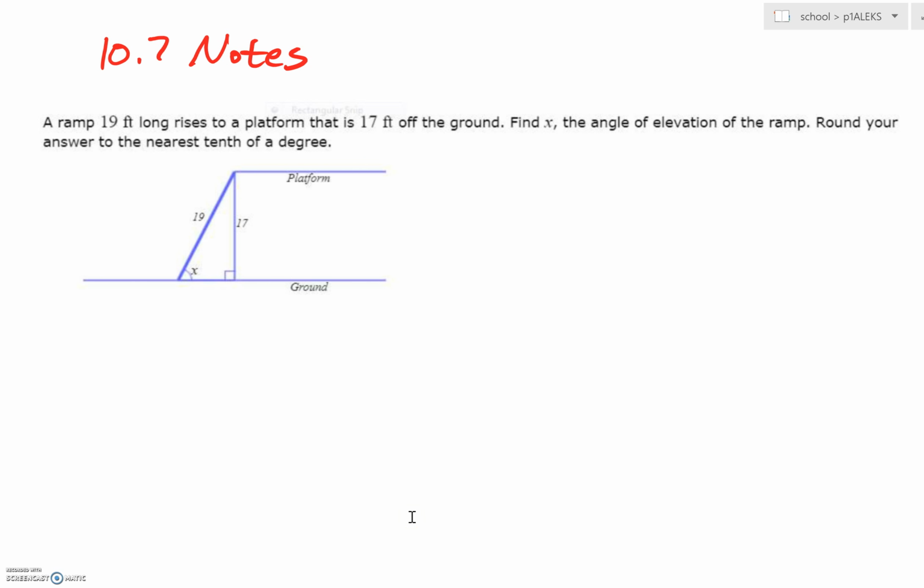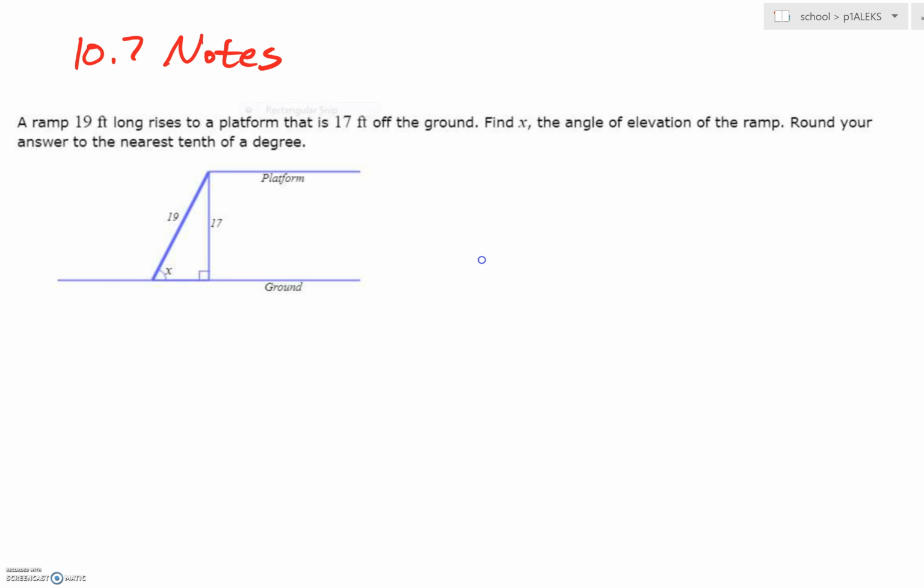Okay, Algebra 2, we're doing 10.7 notes, but I'll tell you what, we're really just revisiting yesterday's lesson on 10.6. They're always going to give you a picture, and as we read this, it says a ramp 19 feet long, and they're giving you that ramp, pictured right here, is 17 feet off the ground. Find x, the angle of elevation.